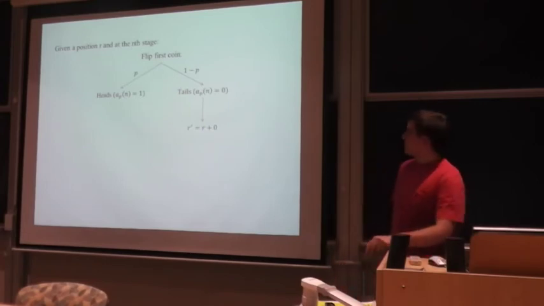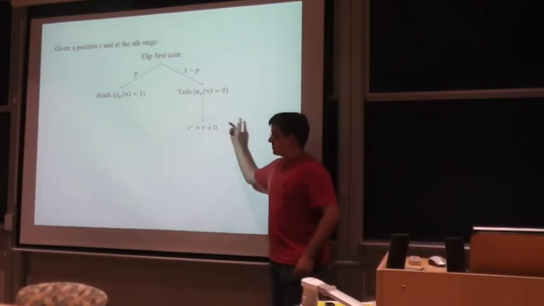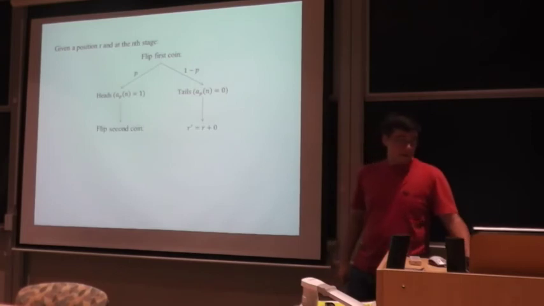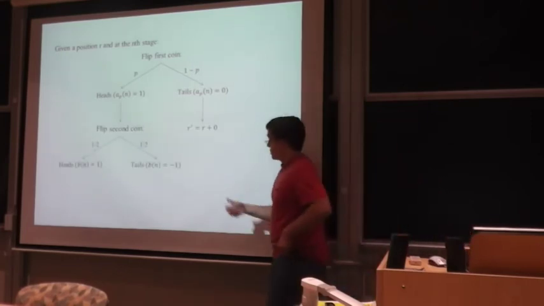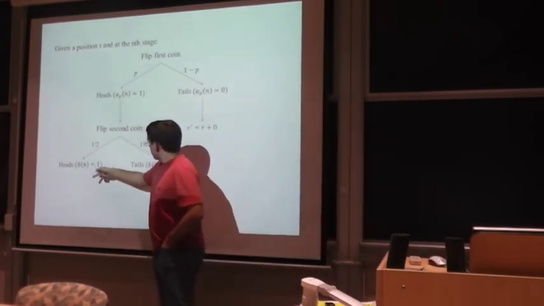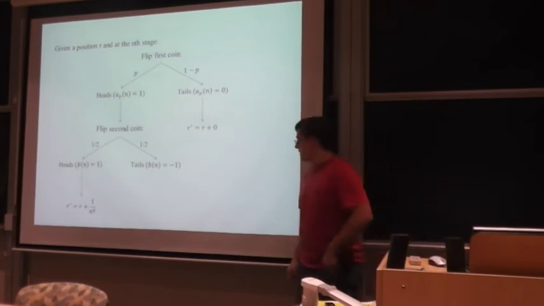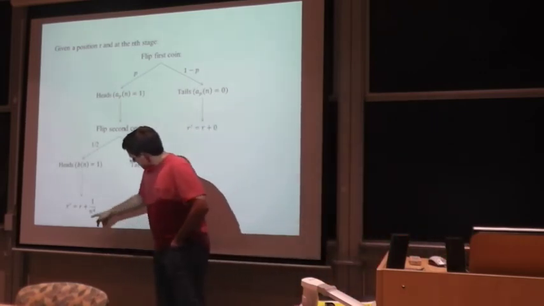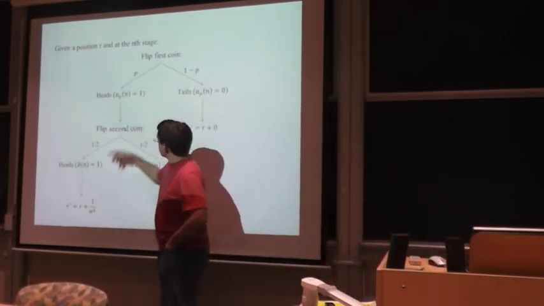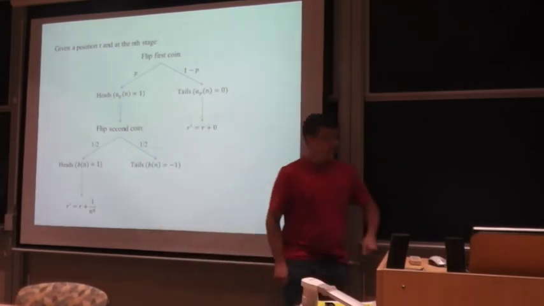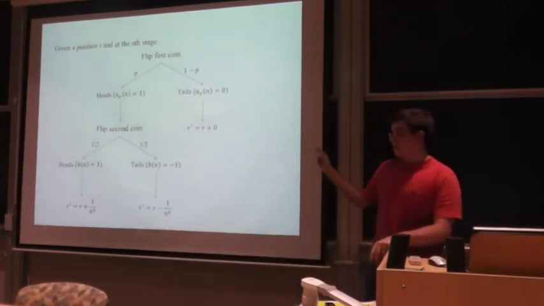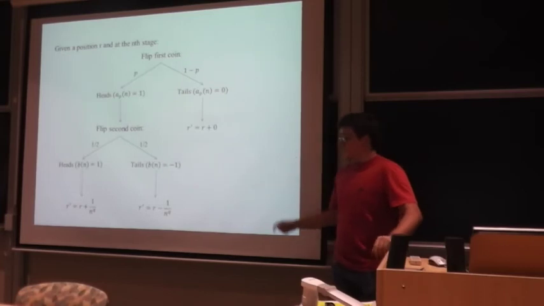All right. So if it's tails, then the position is unchanged. It remains in the same place. If heads, then we get to flip a second coin, and it just splits uniformly. Heads, we get 1. Tails, we get -1. If we get heads and heads, then we add 1 over n to the cube at the nth stage. If tails, then we subtract 1 over n to the cube. This is in order to get the new positions.